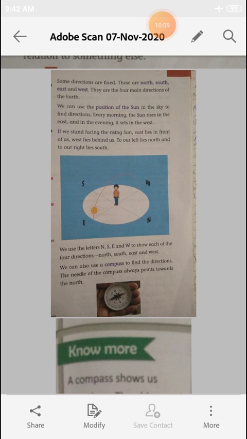So, read this chapter and also read about direction, the types of direction, and how we can find direction. Okay? Thanks, student.